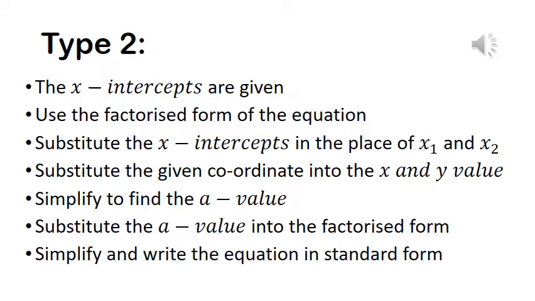Once you have a, you are then going to substitute a back into the factorized form, and then you will simplify. Once you have simplified, you will write it in standard form, and you will see that you then have a value for a and a value for q. So you're going to be switching between the factorized form of the equation, and at the end you're going to finish off with a standard form.